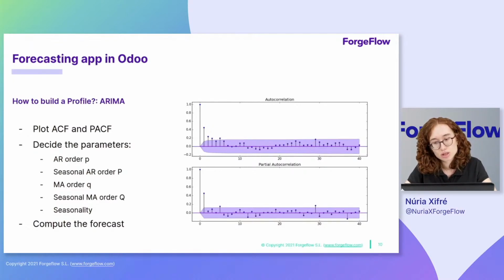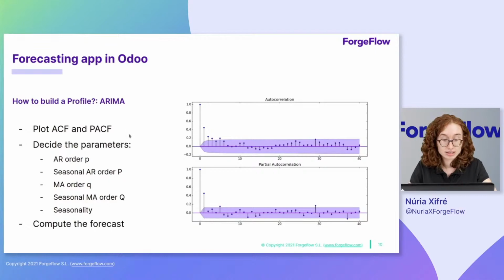To build an ARIMA model, it is important in the first place to plot the ACF and PACF, which are these two correlation plots I showed you before. By looking at these two plots, we can decide the parameters we're going to introduce to the model. Doing this interpretation is not easy. Most of the time it is done by an expert in ARIMA or a data scientist, someone who has interpreted autocorrelation plots.